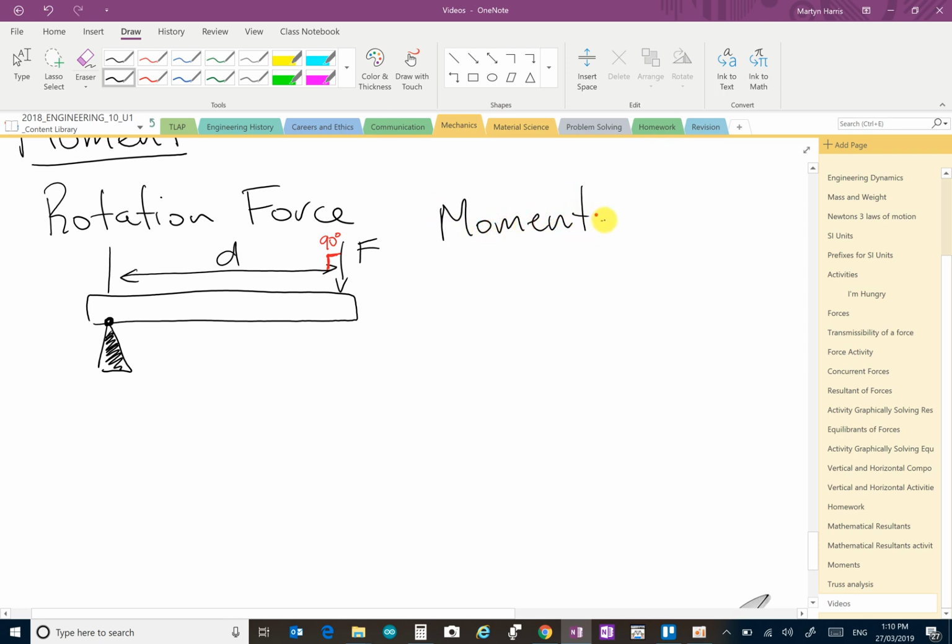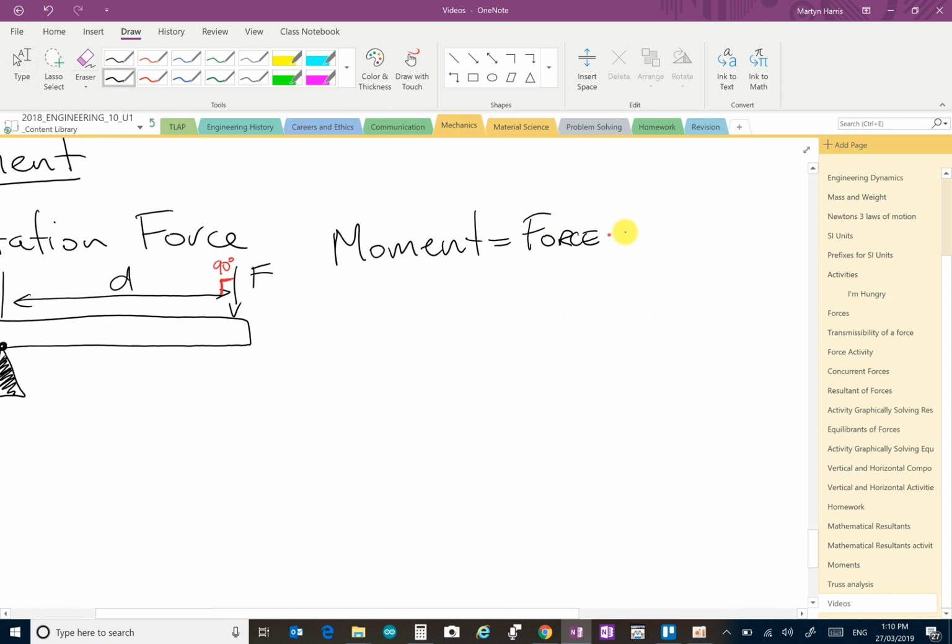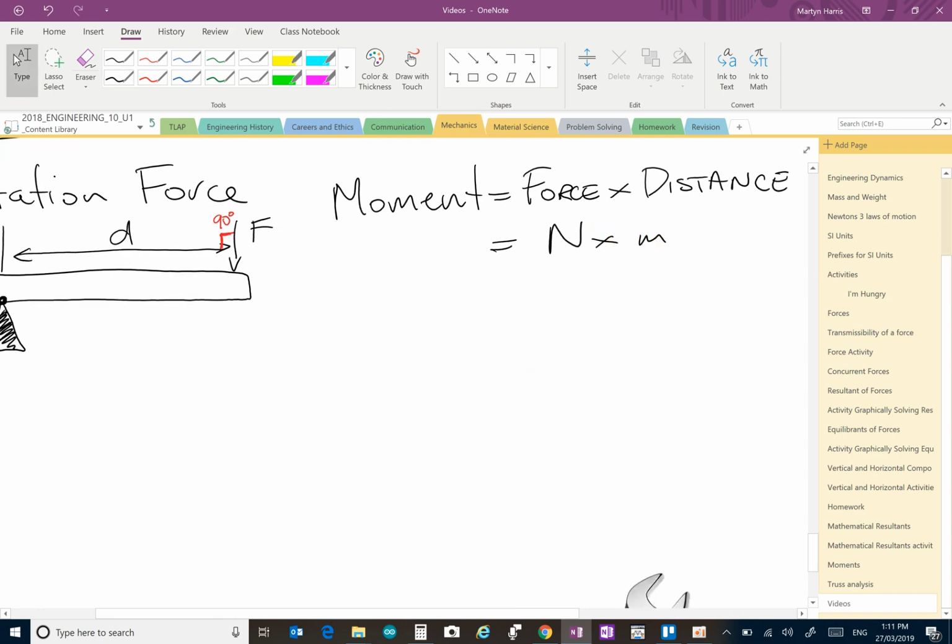So a moment can be calculated if we get the force and we times it by the distance, like so. Now a force is measured in the SI unit of newtons, and the distance is measured in meters. So the unit value for a moment is Newton meters. Newton meters is also something that we measure torque in. Torque is also an engineering principle which actually means the same thing as a moment.